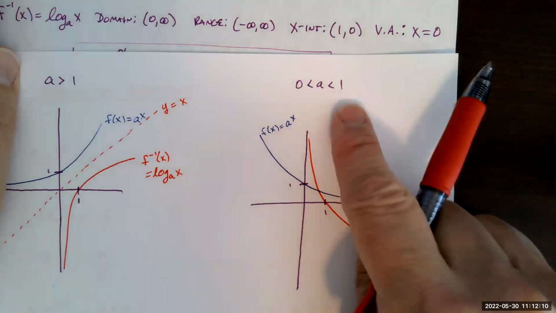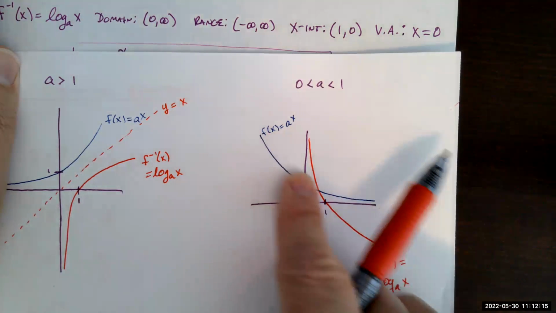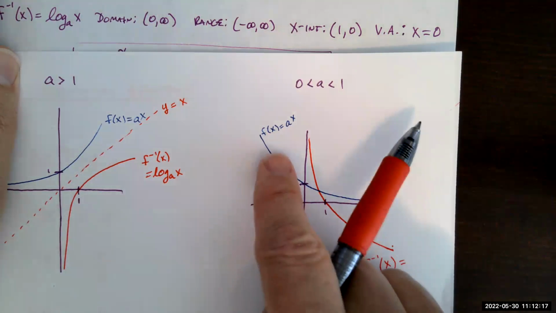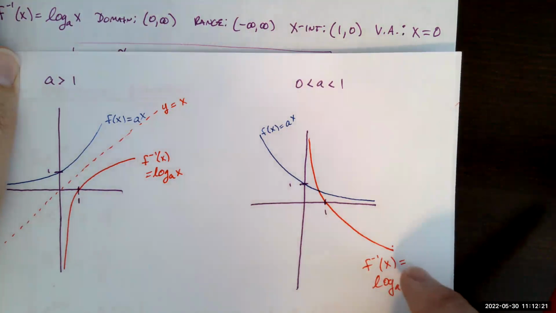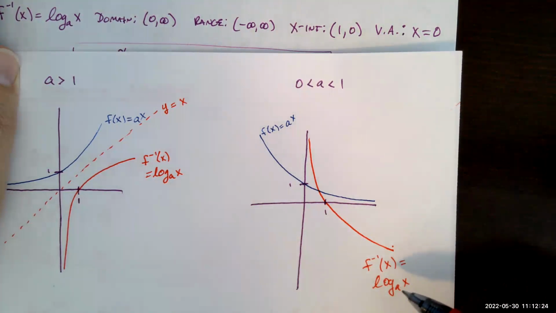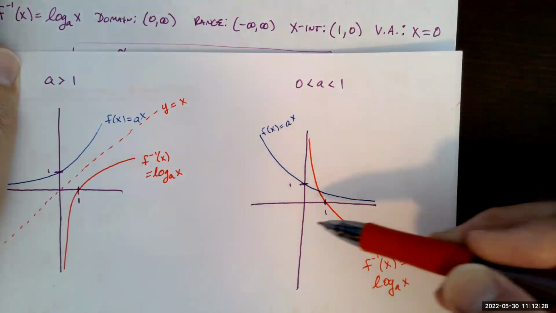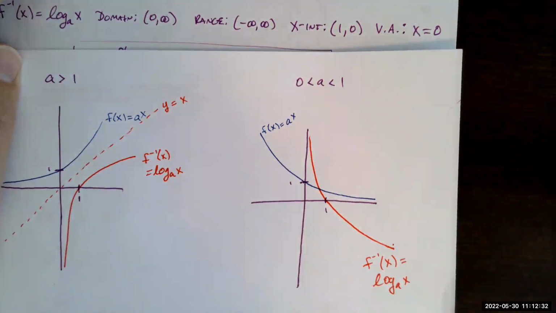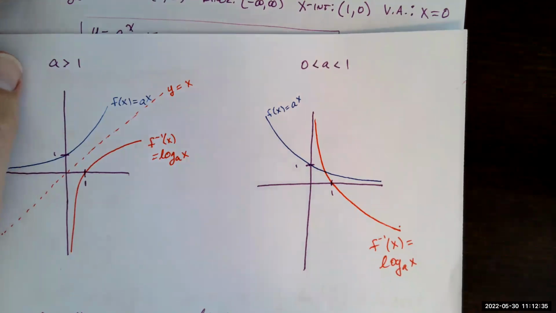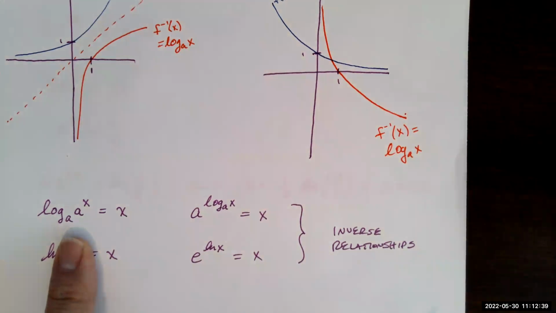If the base is between 0 and 1, then the graph of the exponential function looks like this. It's decreasing on its domain, and it's approaching the horizontal asymptote this time as x goes to positive infinity. And the logarithmic function of base a in this case is decreasing on its domain, and as x approaches 0 from the positive side, it's going to positive infinity. Still have the same horizontal and vertical asymptotes respectively. So again, in particular, the exponential and logarithmic functions have this inverse relationship.